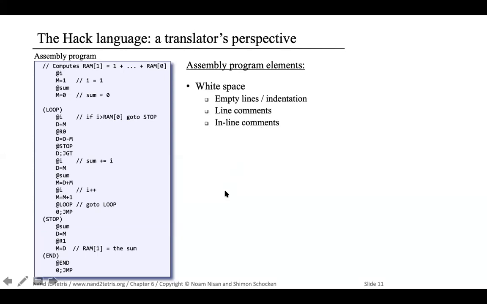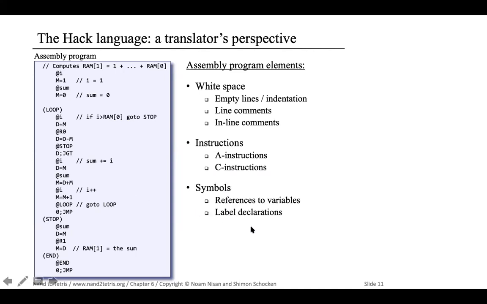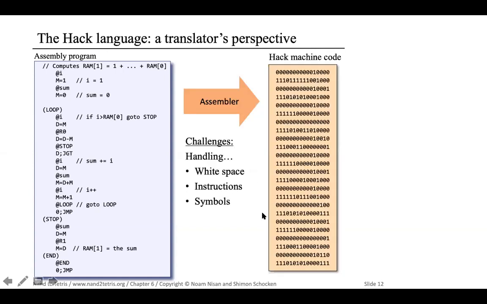So the elements we are looking at are, firstly, we have to take care of white spaces, which is empty lines, indentations. It's a pattern recognition problem. Parsing, like template matching, if you would say. Line comments, inline comments. It's fun and super easy. Instructions, then identify two types of instructions, A or C. Symbols, now these symbols can be variables or label declarations, right? So the challenges would be to handle these white spaces, instructions and symbols. Once you handle all three, you would have the final Hack machine code.